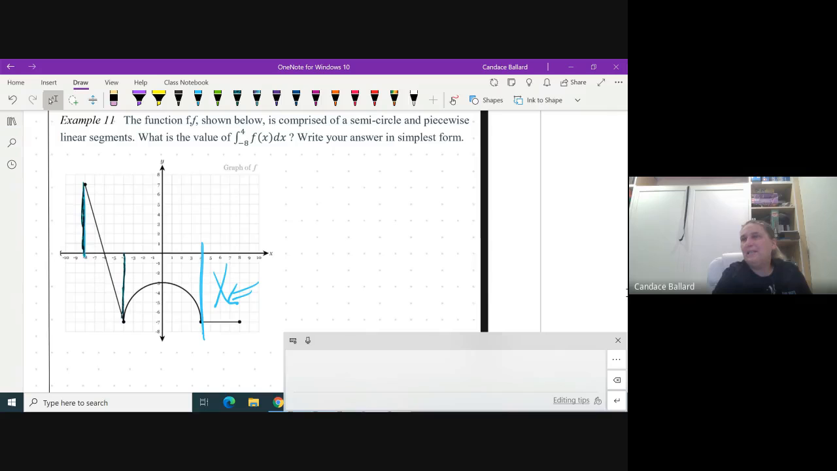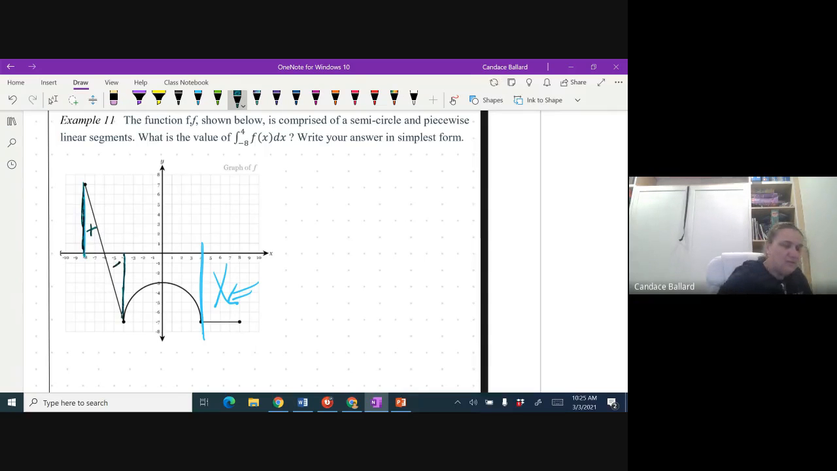One's going to be negative, one's going to be positive. So aren't they going to cancel each other out? This is going to be positive, this is going to be negative. They're going to be the same area. They're going to cancel each other out. So I'm just going to ignore them for now.